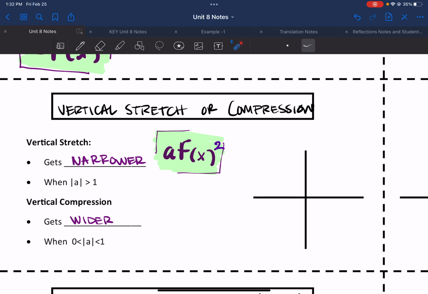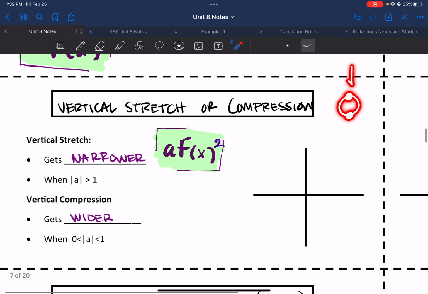Now, vice versa, let's say I had this rubber band and I was to compress it vertically, meaning pushing it down this way and up that way, what would happen?